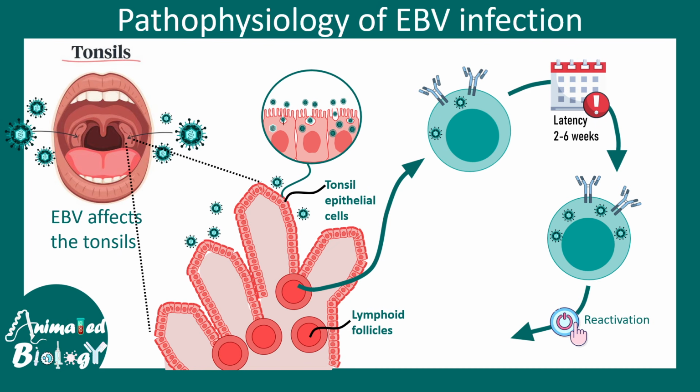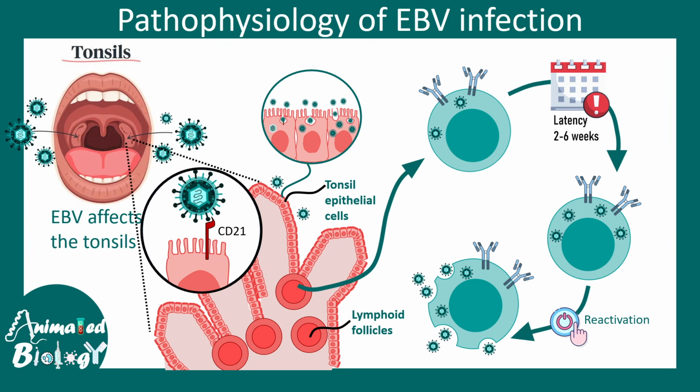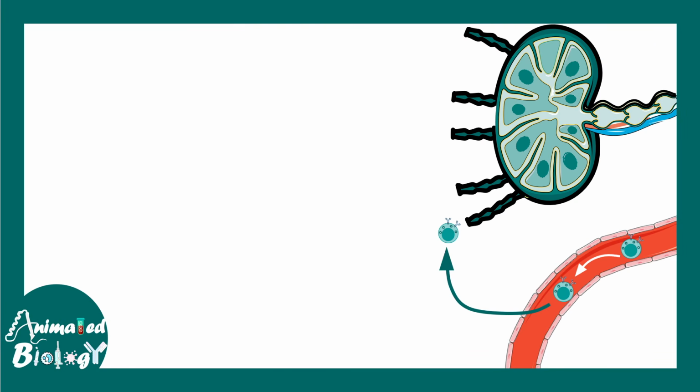And then there is a reactivation phase. In this reactivation phase, the virus escapes the B cell and infects more cells in the body. So this is the overall viral life cycle. The entry of the virus into these cell types happens via a receptor known as CD21. Eventually, the virus can go to the lymph node, which is a bigger station for B cells and T cells.